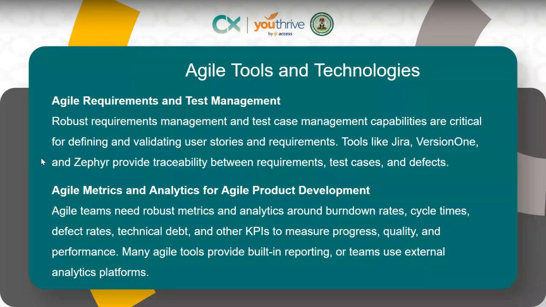And next, we have the agile metrics and analytics for agile product development. All right. So agile teams need robust metrics and analytics around burn rates, cycle times, defect rates, technical debt, and other KPIs to measure progress. Like maybe you're trying to measure numbers of downloads, numbers of users, paying users, and things like that. So there are other tools like that that you use.